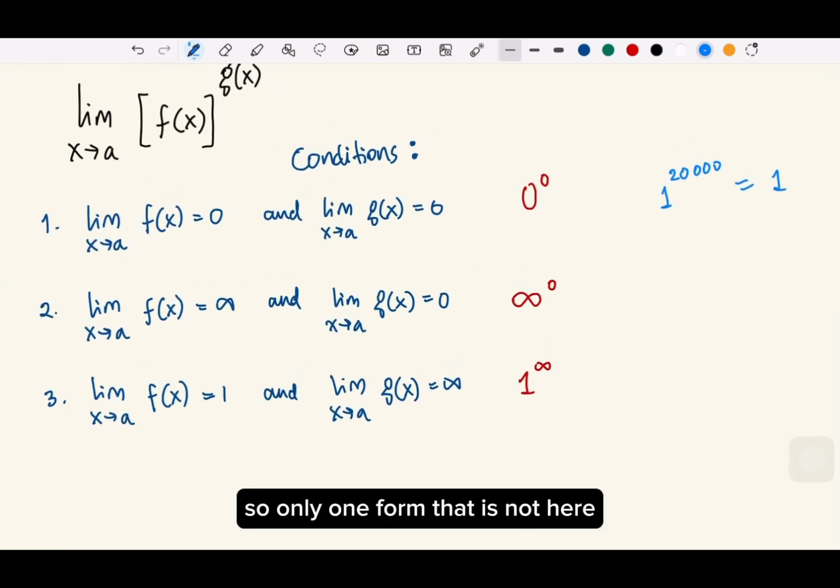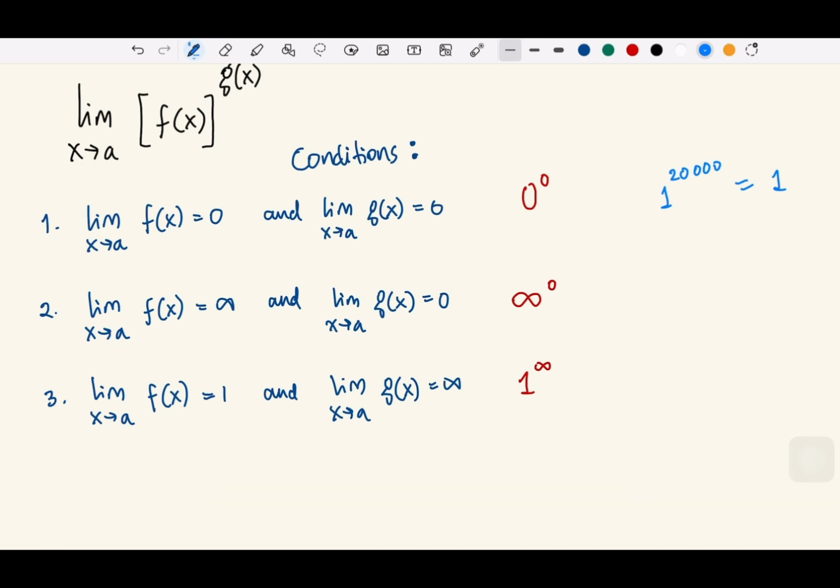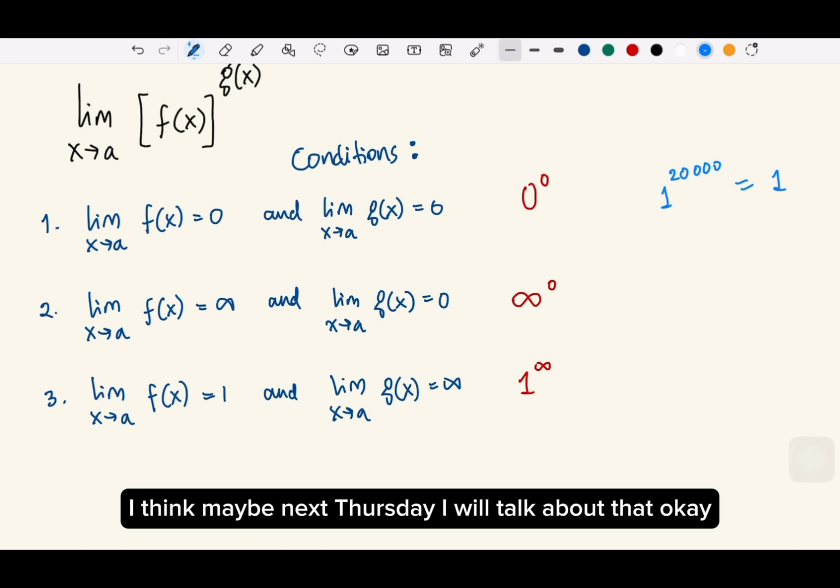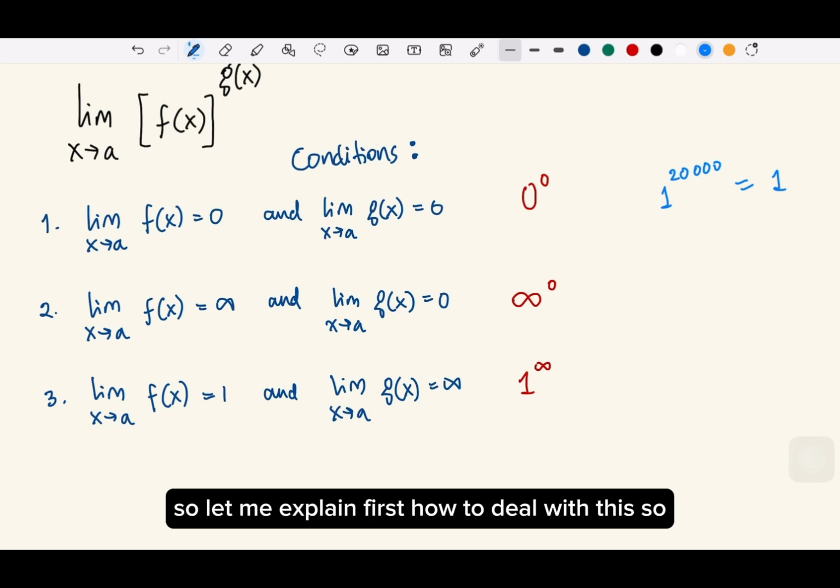So only one form is not here, which is 0 with power of infinity. It's not here, then it will be 0. I think maybe next Thursday I will talk about that. Okay. So let me explain first how to deal with this.